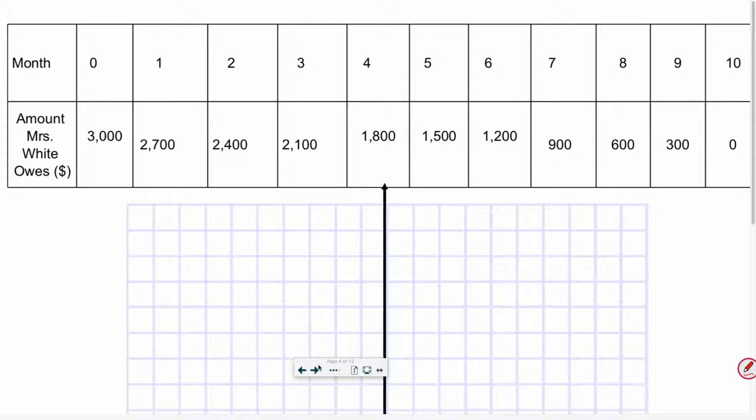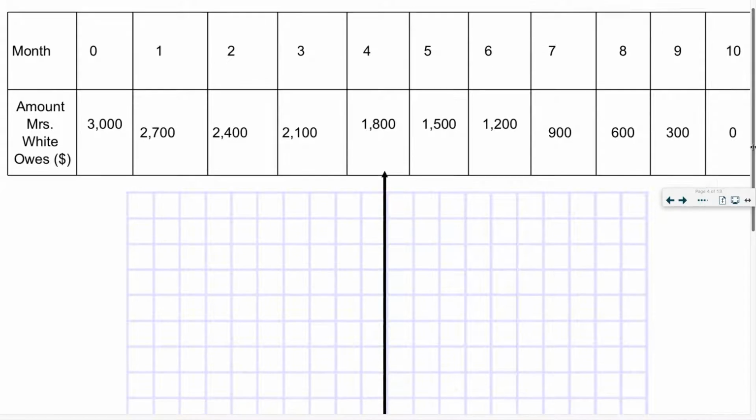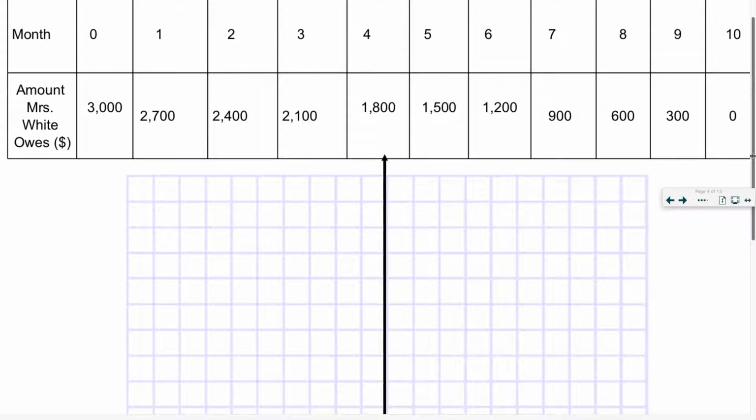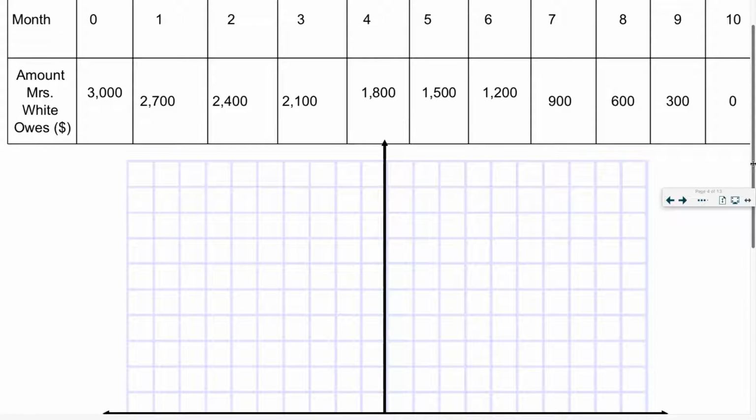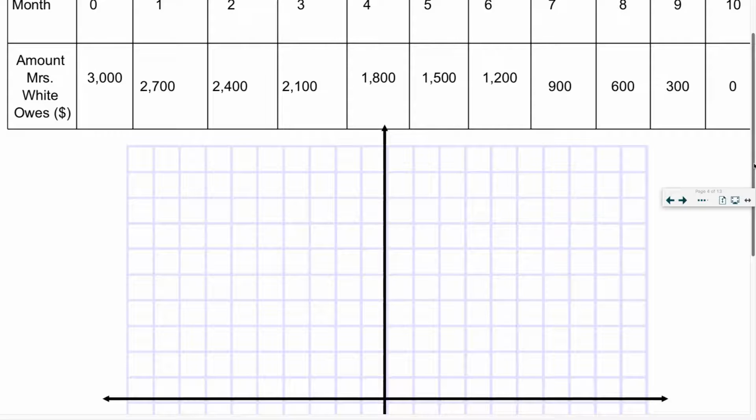Okay, so now we're going to take Mrs. White's table and make a graph. How can we start? What direction should it be moving? Before we even graph it, what should it look like? The line. We know the initial value, we know the rate of change. So without actually plotting points on your graph, what should it look like? It should be a line going down.